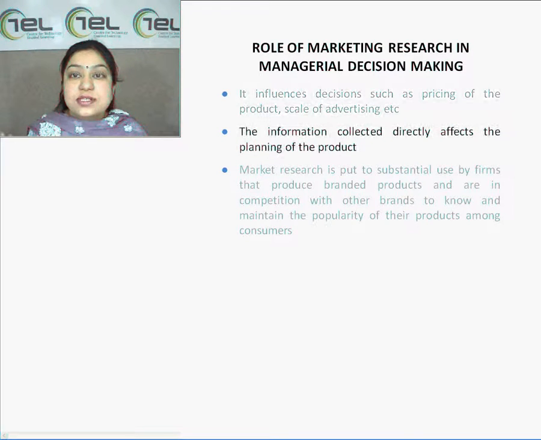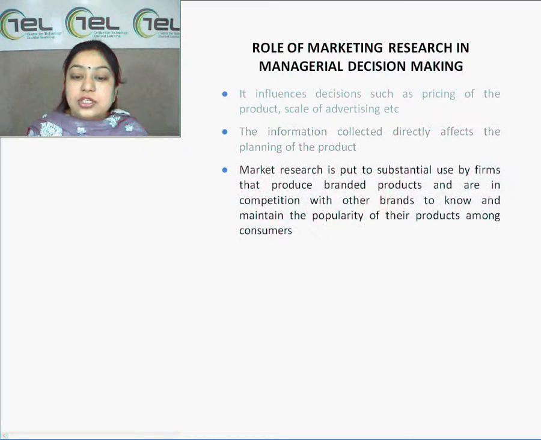Now, the information which is collected directly affects the planning of the product. If you have planned to launch the product in, say, the month of April, then you need to know all the flaws and drawbacks in your product, and only then can you bring that product into the market. Now, marketing research is put to substantial use by firms that produce branded products and are in competition with other brands, to know and maintain the popularity of their products among the consumers.